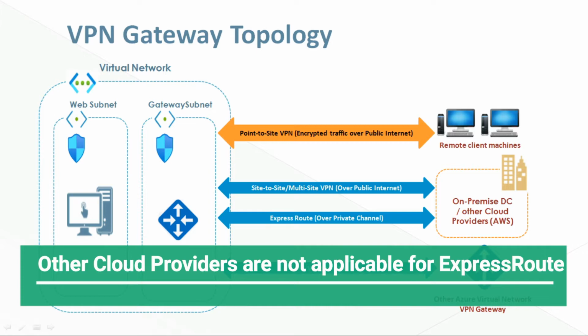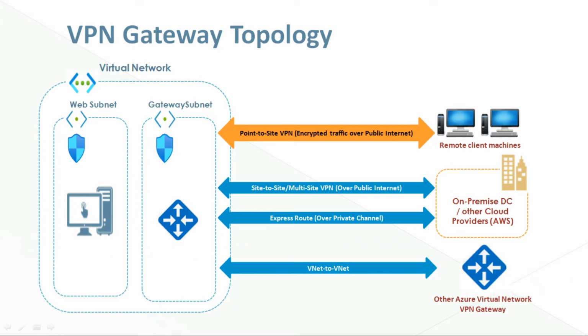For a gateway, many cross-premises connection options are available. It could be point-to-site VPN, which sends encrypted traffic over the public internet. It could be site-to-site or multi-site VPN, which also sends traffic over the public internet. It could be ExpressRoute over a private channel, and VNet-to-VNet connectivity to another Azure virtual network. In this video, we are going to discuss point-to-site VPN.